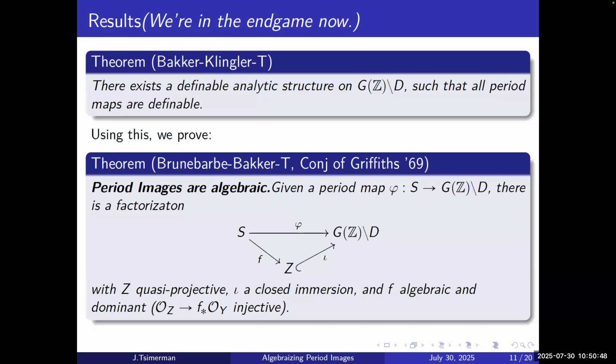Okay, so more concretely, what does this state? To state it a little more formally: given a period map, either stemming from a smooth projective family or not, to D mod GZ, you have this factorization through this algebraic variety Z, where Z is an algebraic variety. In fact, it's quasi-projective. Iota is a closed immersion, and this F is surjective in the scheme sense. So it's dominant, and the map achieves an injection.